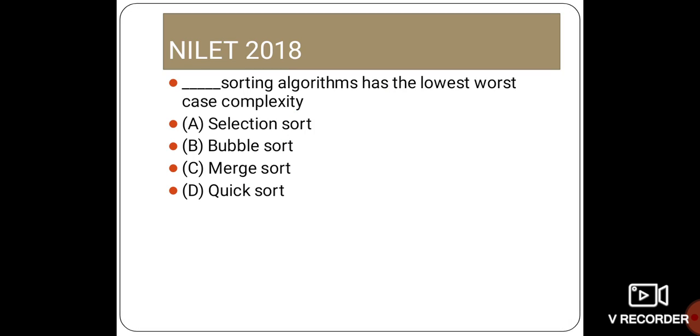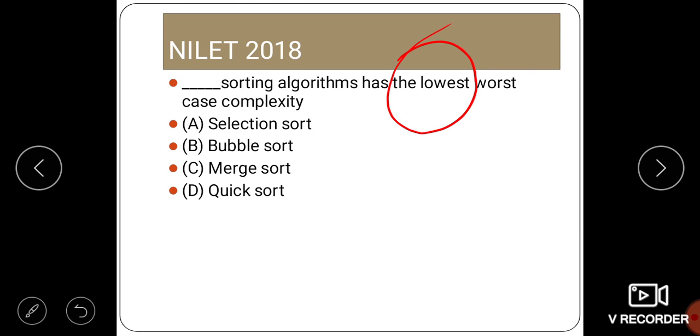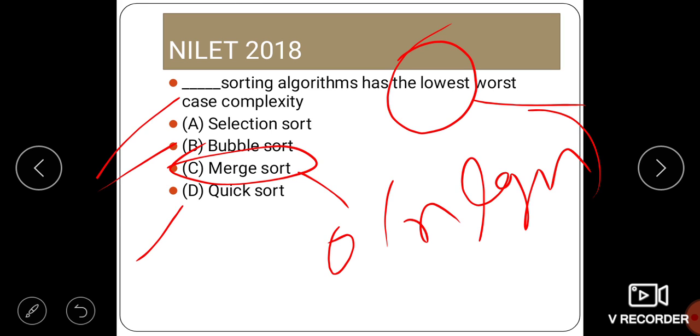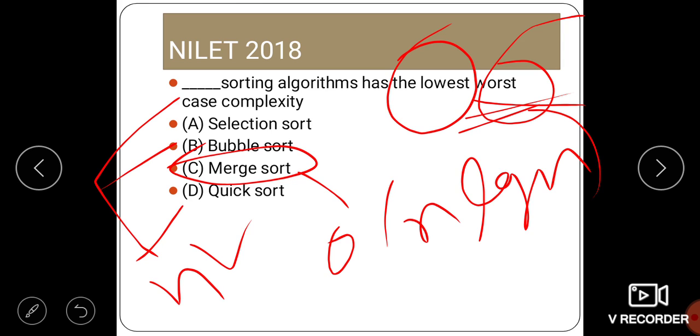Which sorting algorithm takes the lowest worst-case time complexity? The answer is merge sort, because merge sort takes O(n log n) time. Quick sort, selection sort and bubble sort all take n squared time in the worst case. So this is the worst case.